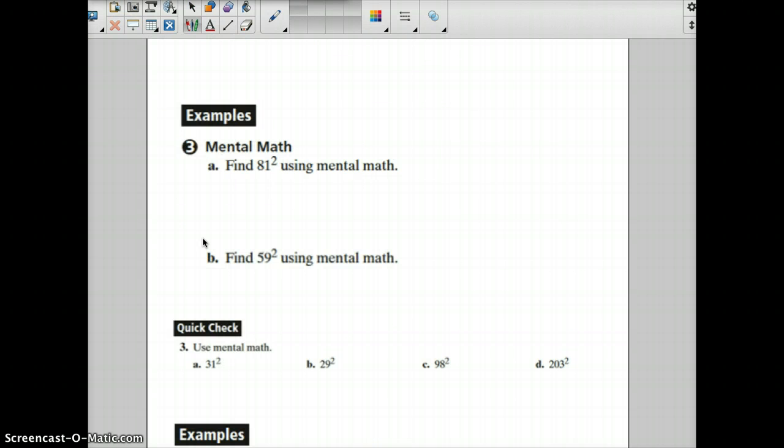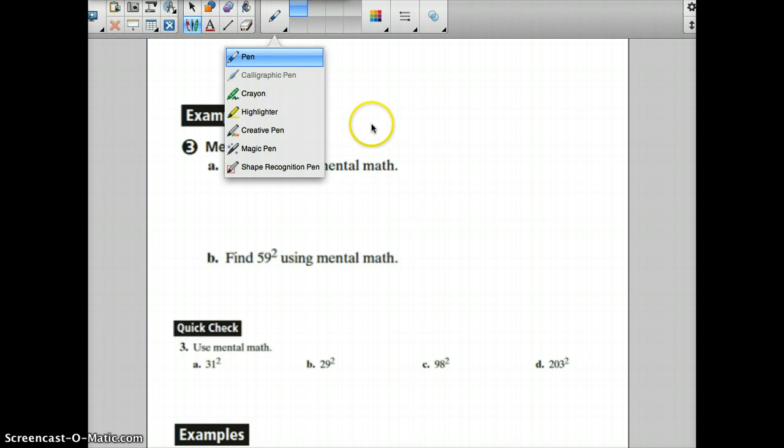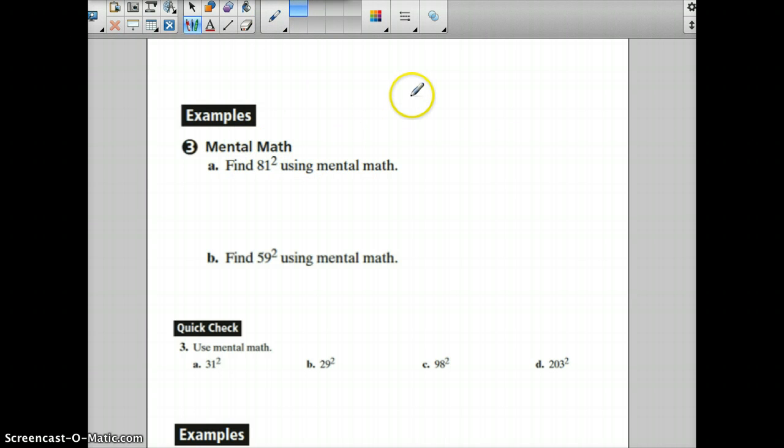All right, I've jumped ahead a little bit to example 3, and here we've got 81 squared. The nice thing about knowing these special cases is that we can break down our problem, 81 squared. Think about what 81 is. 81 is 80 plus 1, right? Times 80 plus 1.